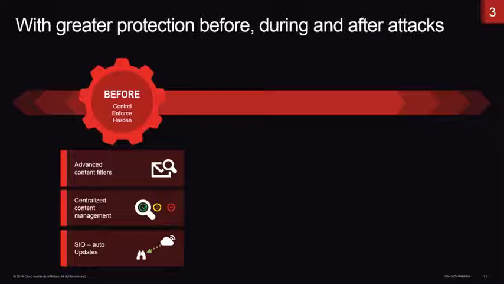With advanced content filters, ESA protects the user against malicious emails. Centralized content management makes it easier to create policies and review reports of potential threats. SIO leverages a comprehensive database to offer updates every 3 to 5 minutes, keeping the company protected 24/7.